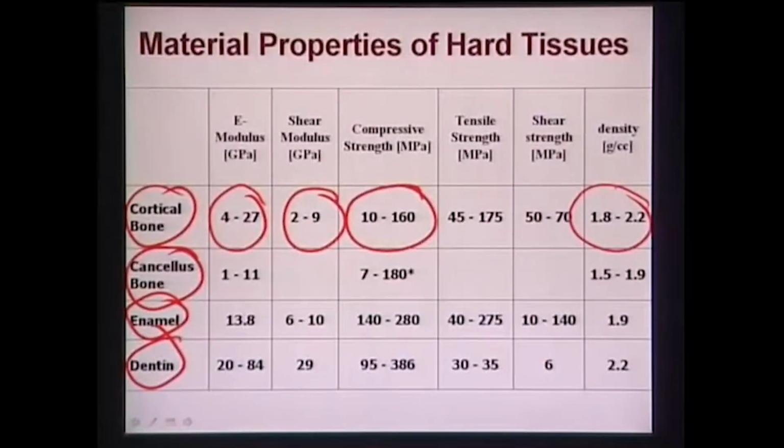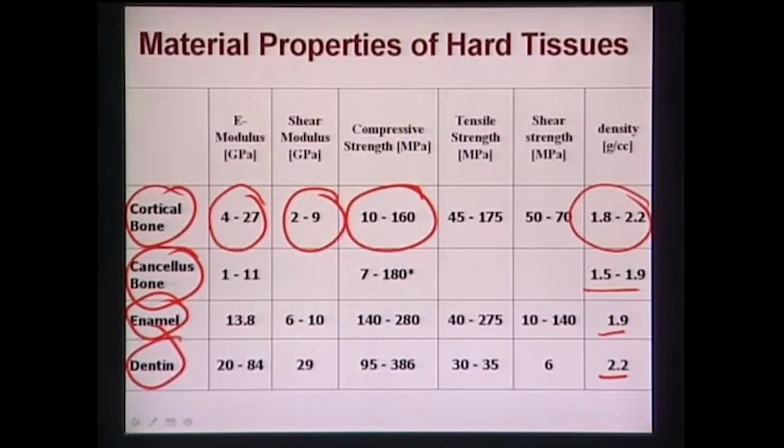Okay? And that is what I am trying to hint here, that bone has a range of properties, be it cortical bone, cancellous bone, enamel or dentine, and this range of properties is already shown here. Now, the density of cortical bone is somewhere around 1.8 to 2.2, cancellous bone, because it is porous in nature, is less, and the density of enamel and dentine is 1.9 to 2.2.